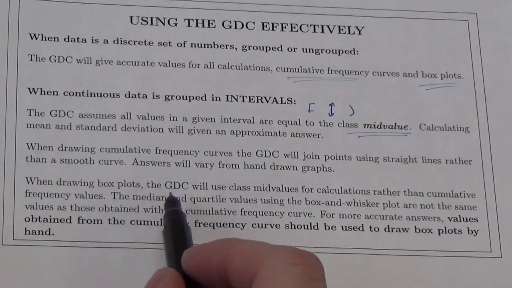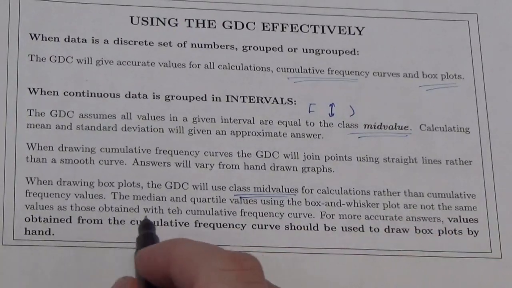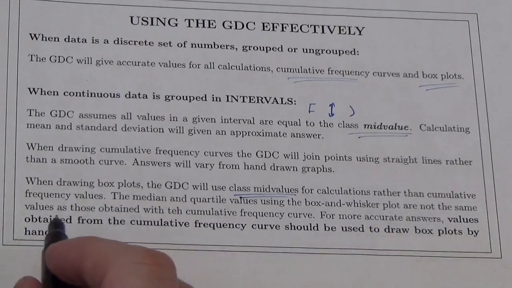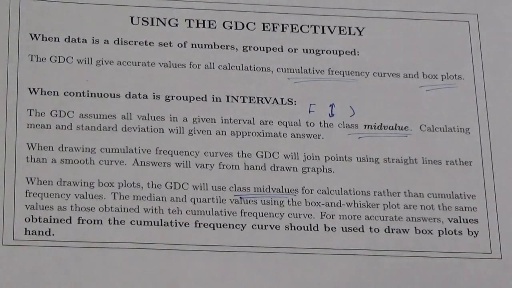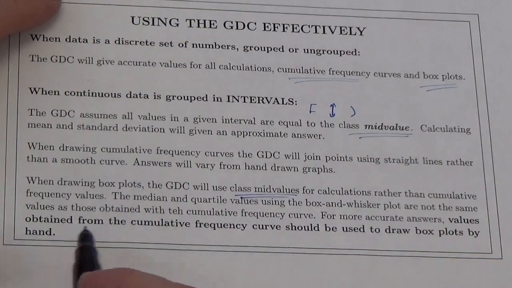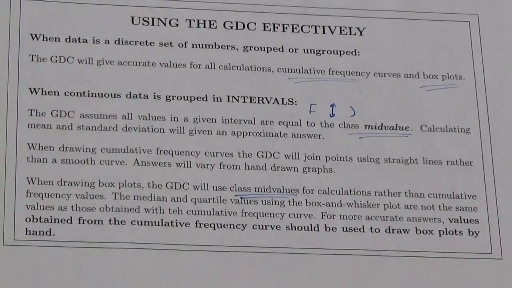When drawing box plots, the graphic display calculator will use class mid values for calculations rather than the cumulative frequency values. The median and quartile values using the box and whisker plots are not the same values as those obtained with the cumulative frequency curve. They're just not going to be. If you want more accurate answers, values obtained from the cumulative frequency graph should be used to draw box plots by hand. That's something to consider. Anyway, hopefully that makes sense, and that gives you a little bit of confidence using the calculator to do some of this analysis.